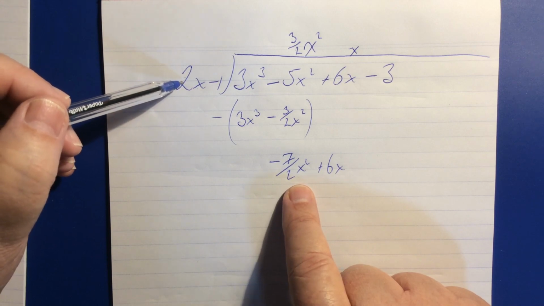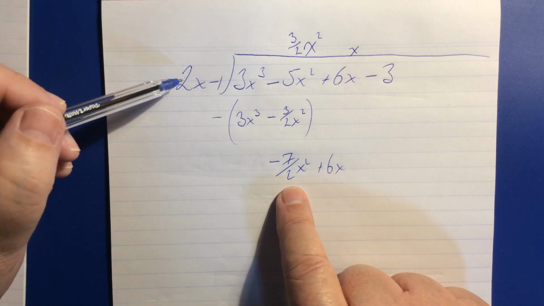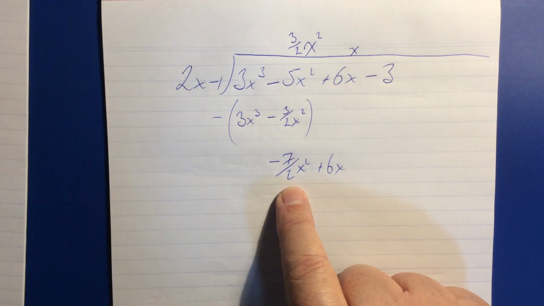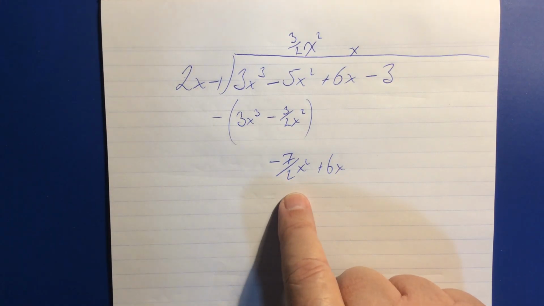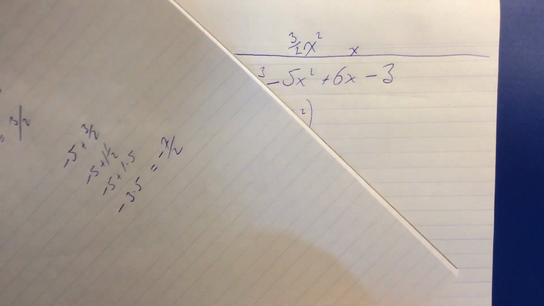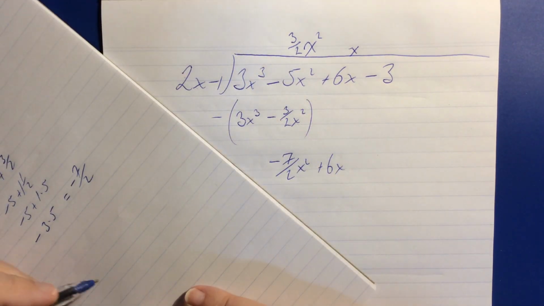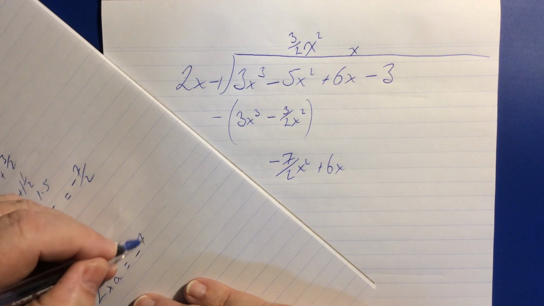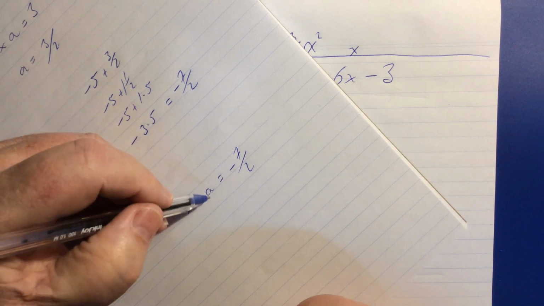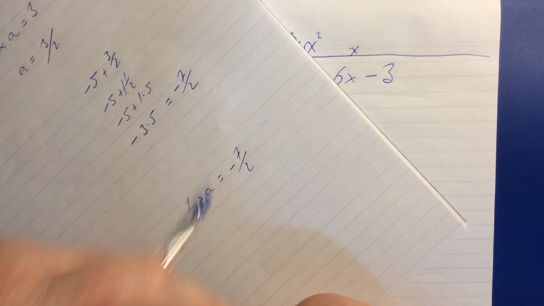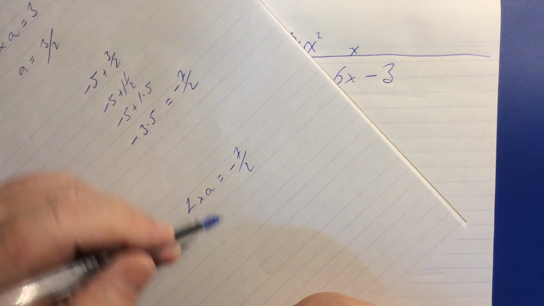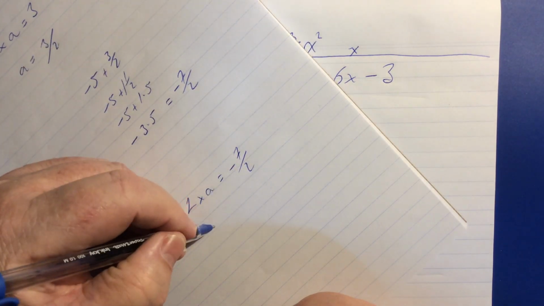Next, and a slightly thornier problem, is what do I have to do to 2 to get negative 7 over 2? And this is where the method I outlined earlier comes in handy. So 2 times a equals negative 7 over 2. There's my setup. Now, I'm going to solve for a, and that's going to give me the pronumeral that I need for x here.